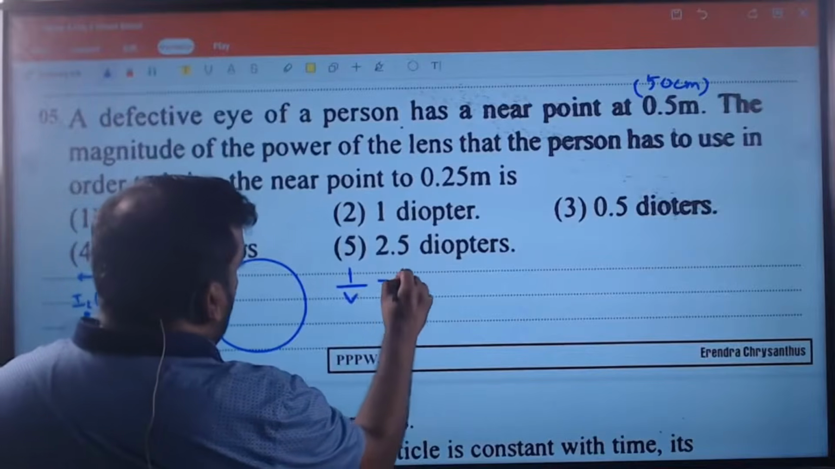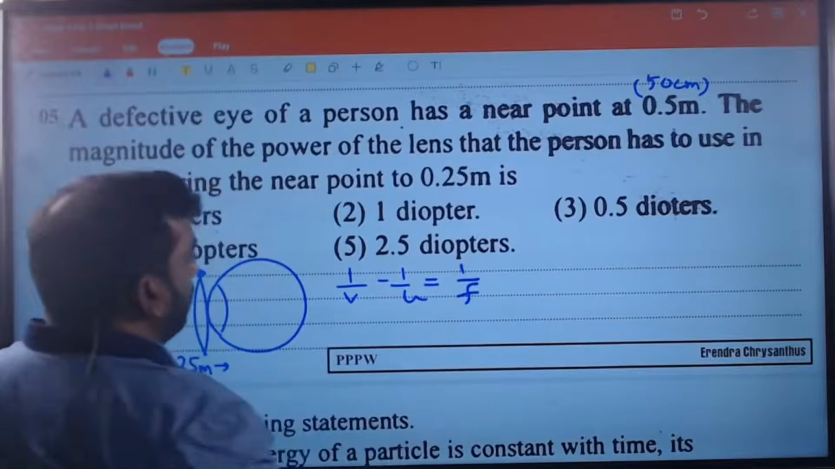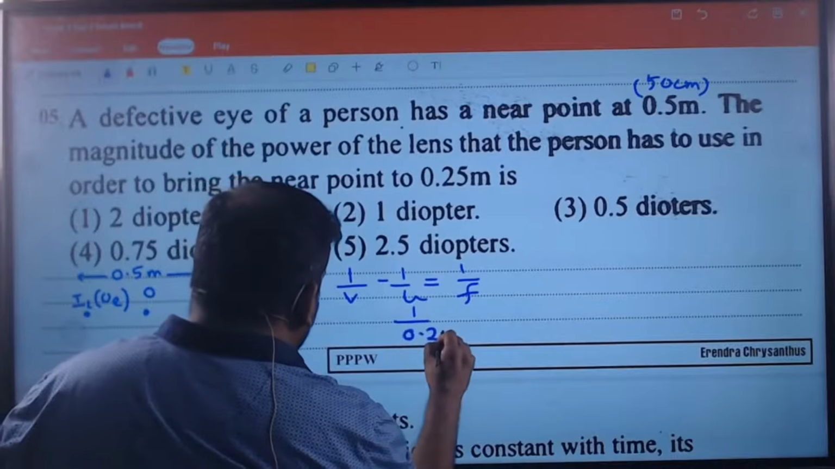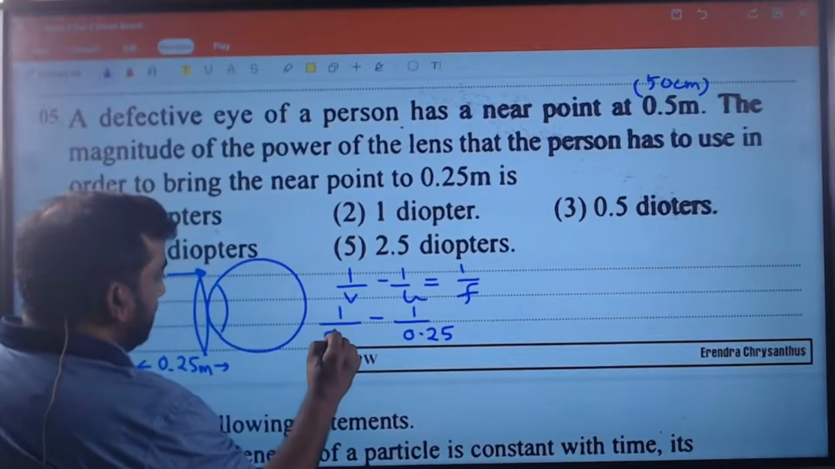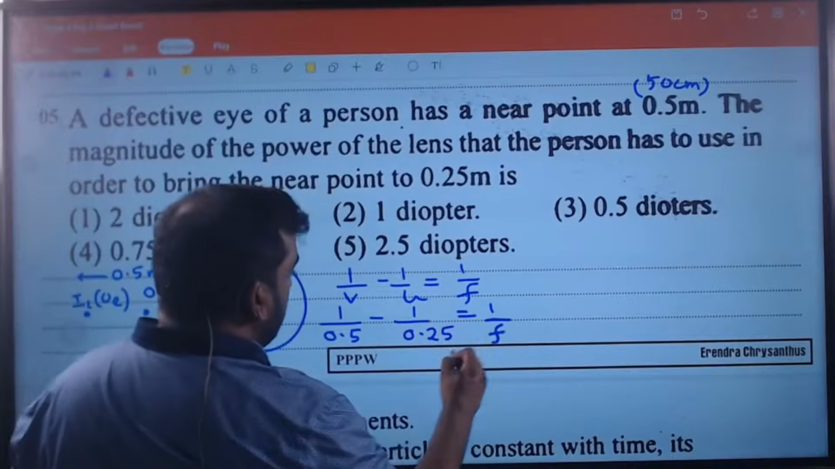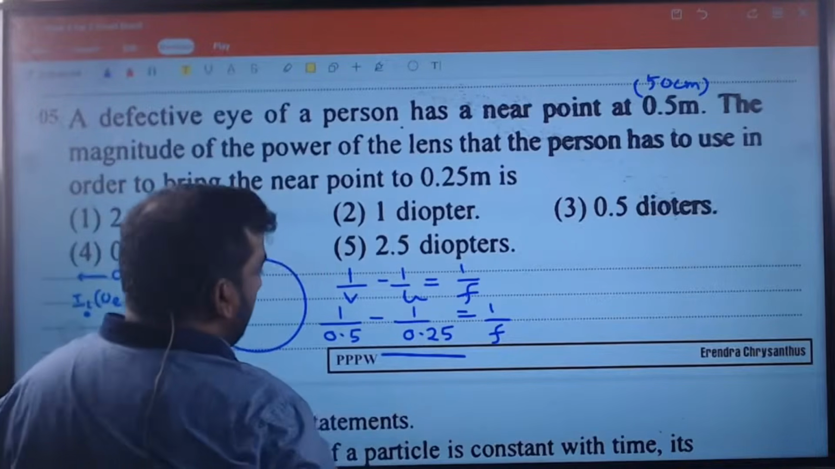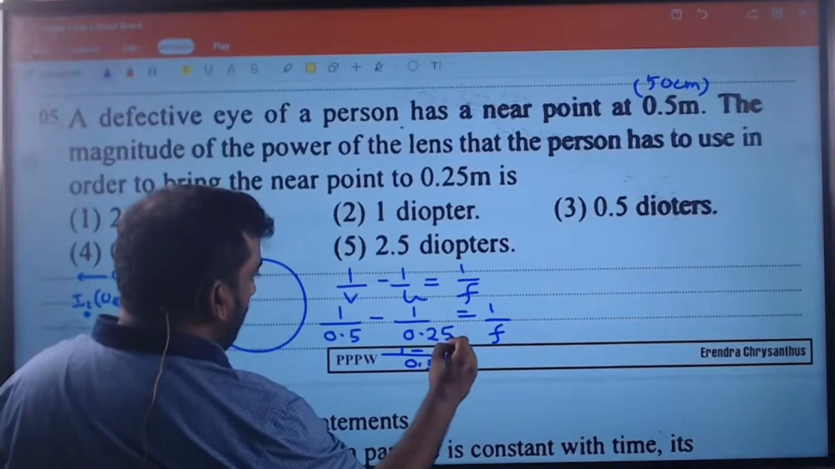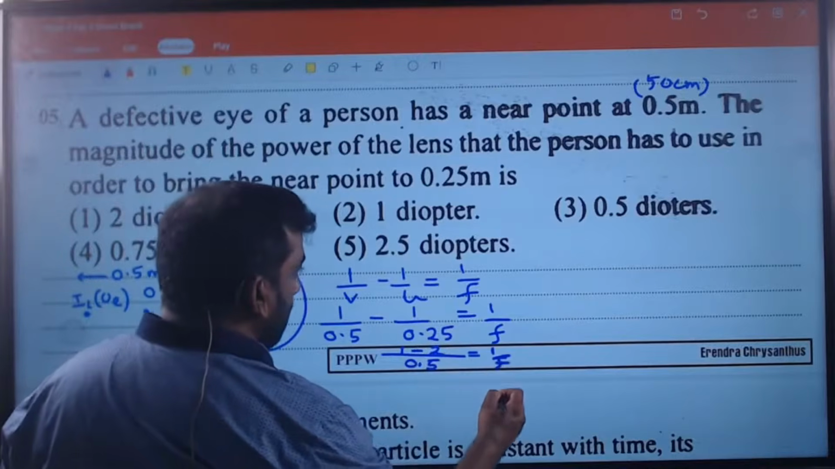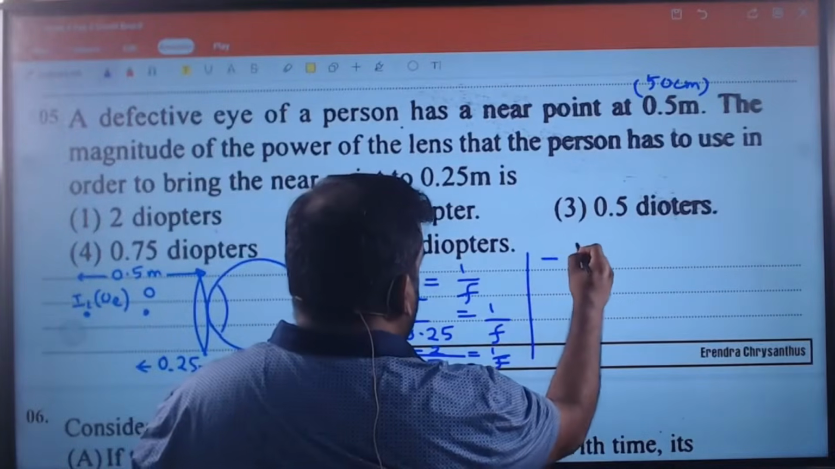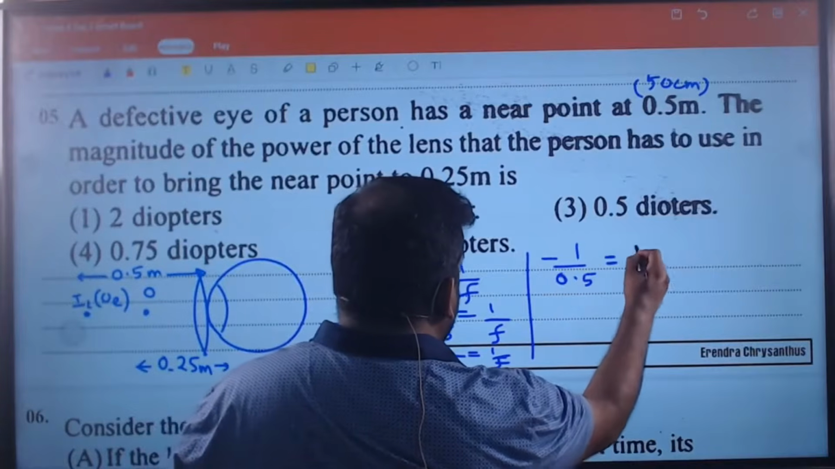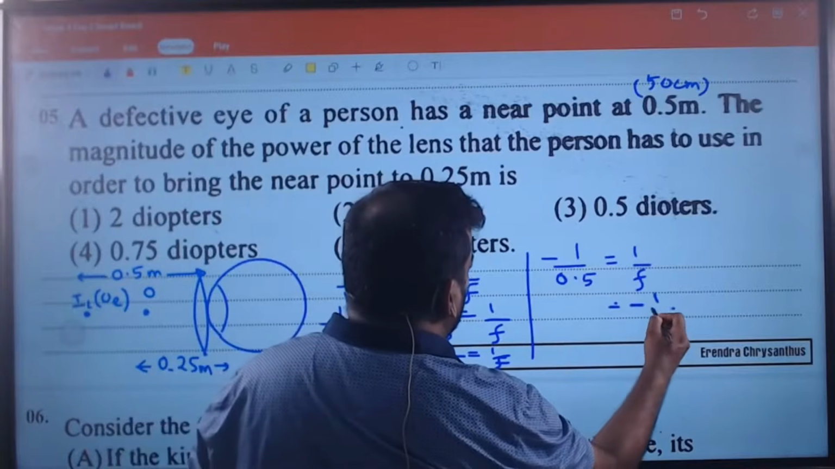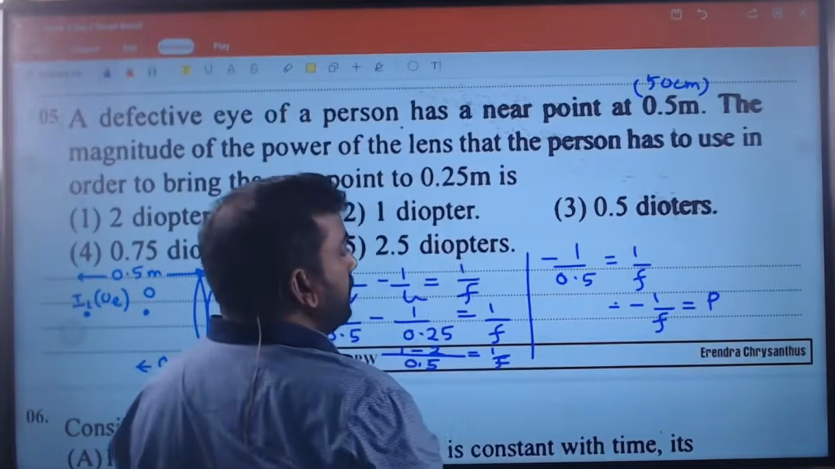Simplify this. 1 over v minus 1 over u equals 1 over f. Here, object distance is 0.25. Image distance is 0.5. Focal length f. Common denominator 0.5. 1 minus, to get 0.5 multiplied by 2. From this you get minus 1 over 0.5, equals 1 over f. Okay. Take the minus there, minus 1 over f. Minus 1 over f is power.